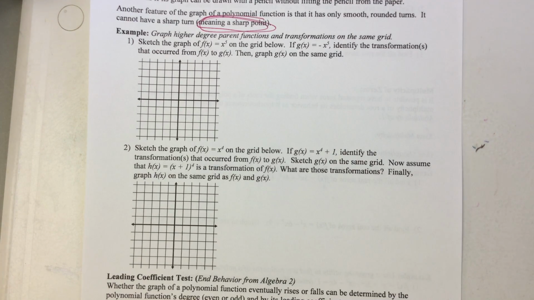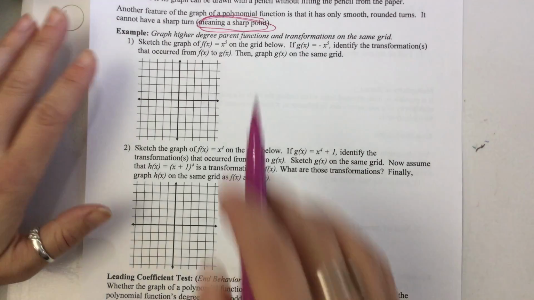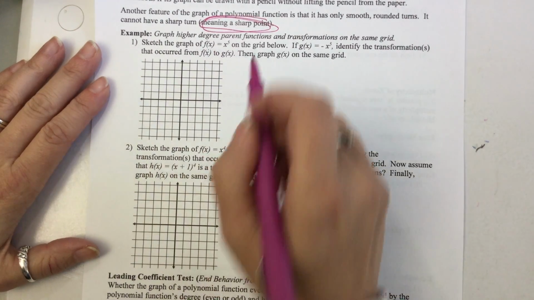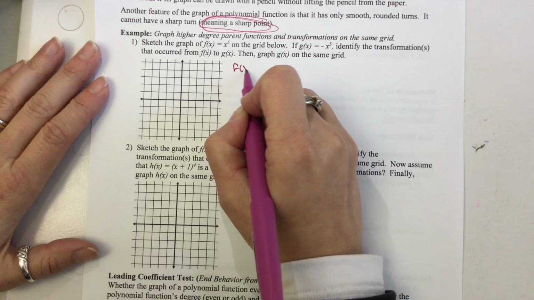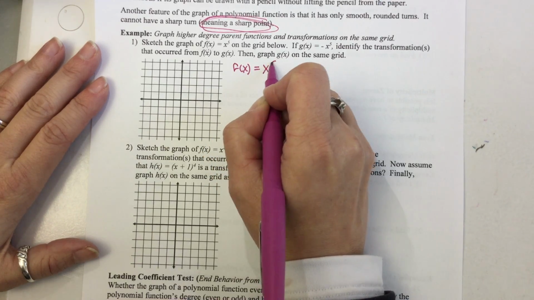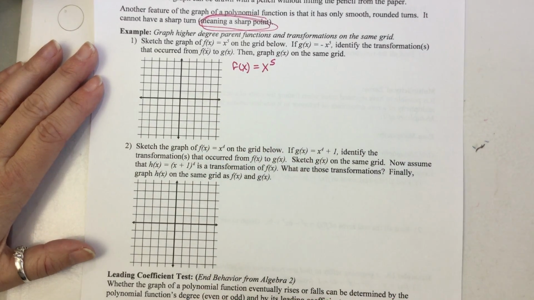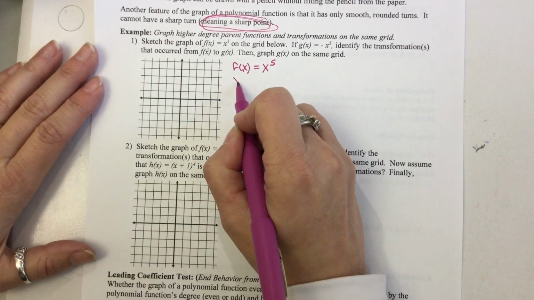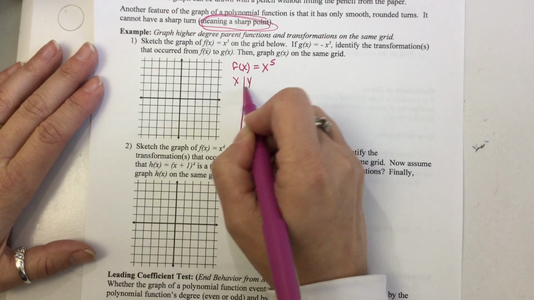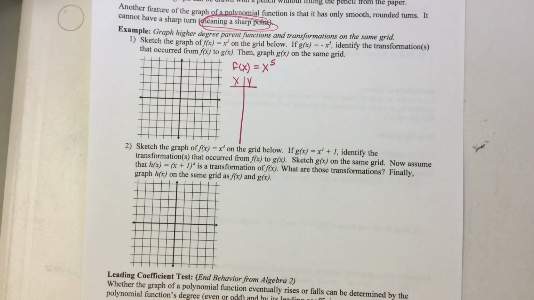Okay, let's go ahead and look at transformations, of course, right? Transformations of higher degree parent functions. So the first one, they want us to graph f of x equals x to the power of 5. Now notice they did not give us any ordered pairs. So what we have to do is create our own XY table.